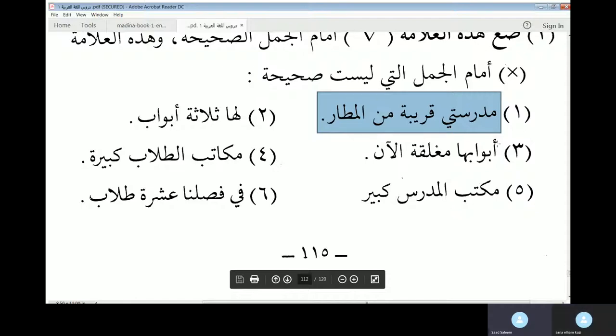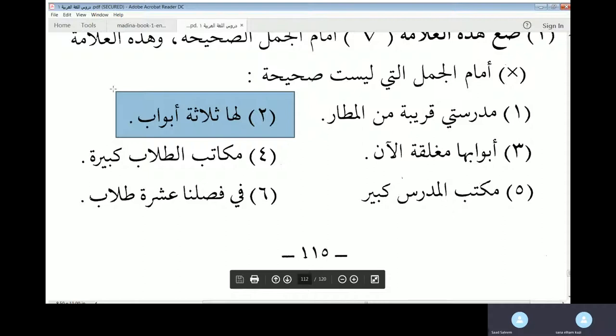Madrasati qaribatun minal matari. Madrasati, my school, qaribatun, is near from the airport. So is this sentence correct according to the lesson? I think it is wrong. It is near from the masjid. So we'll put a cross symbol here. How do we know it's masjid or airport? It is the way it is written in the lesson. We are dealing with it according to the lesson.